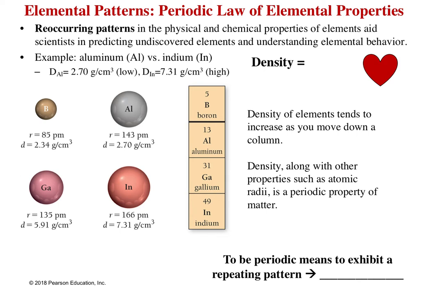And the scientists noticed that as we increase their atomic number, their density also increased. So density is one of the properties that is periodic on the periodic table. And remember, density is mass over volume. So even though their mass and their volume were both increasing, the density still tended to increase as we go to more heavier elements. So to be periodic means to be exhibiting a pattern, hence the periodic table.